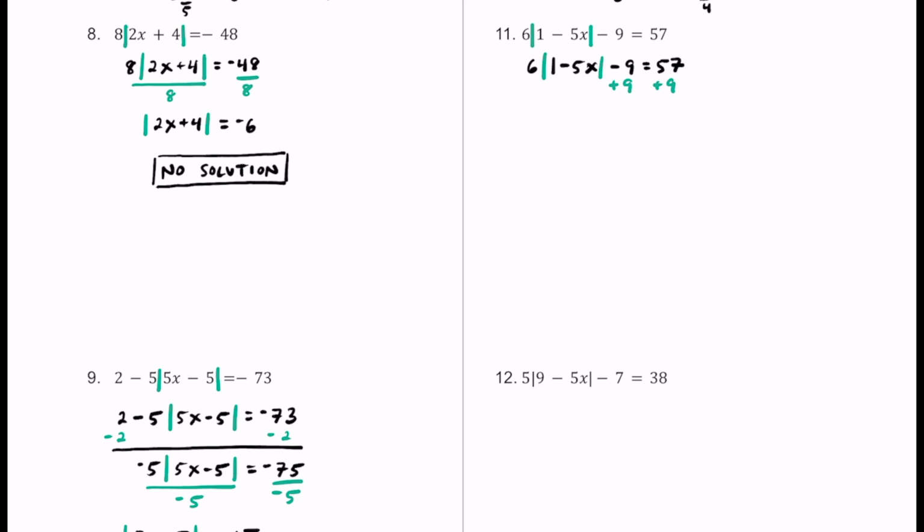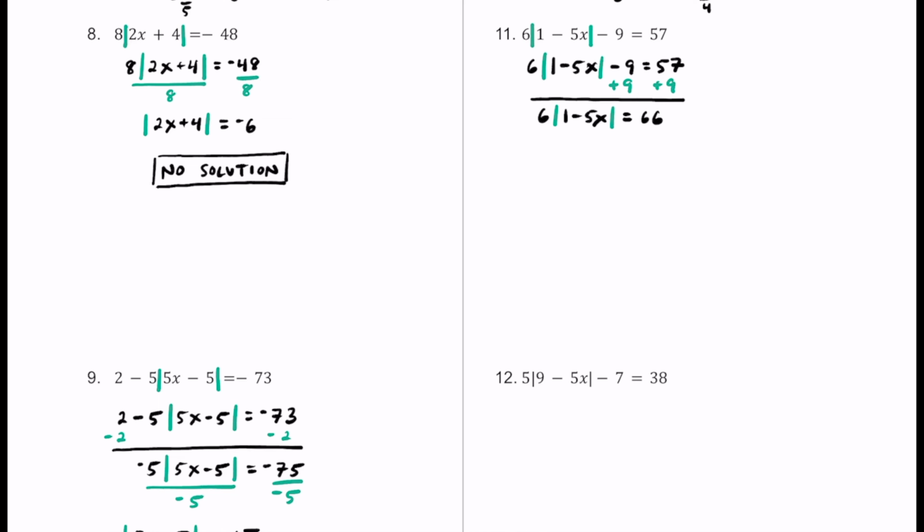We can start by adding 9 to both sides. So if we go ahead and add 9 and add 9, we're going to get 6 times the absolute value of 1 minus 5x. And that is going to be equal to, because that -9 and +9 cancel out, 57 plus 9, which is going to be 66 on the right side of the equation.